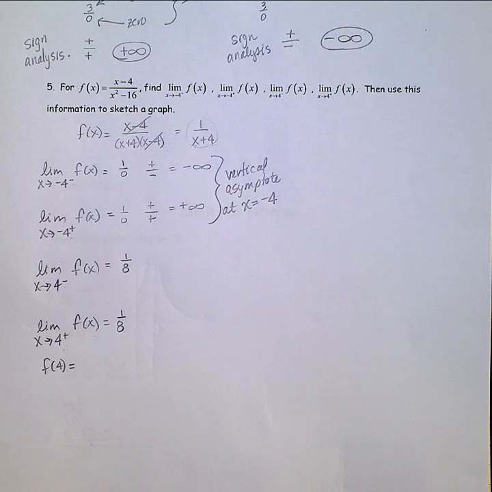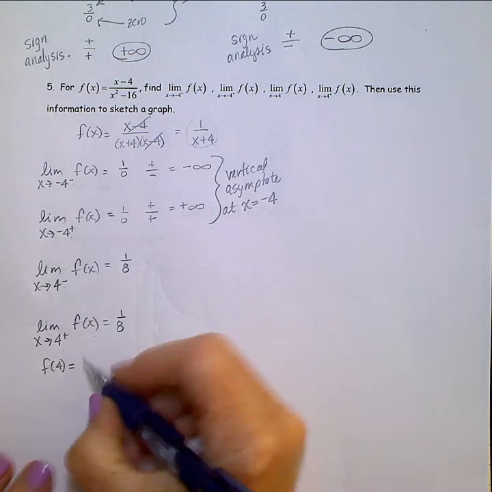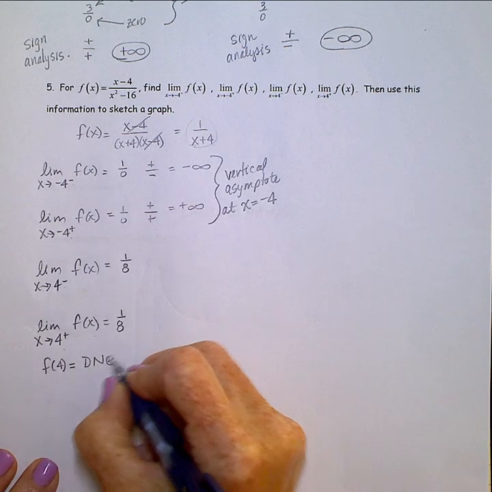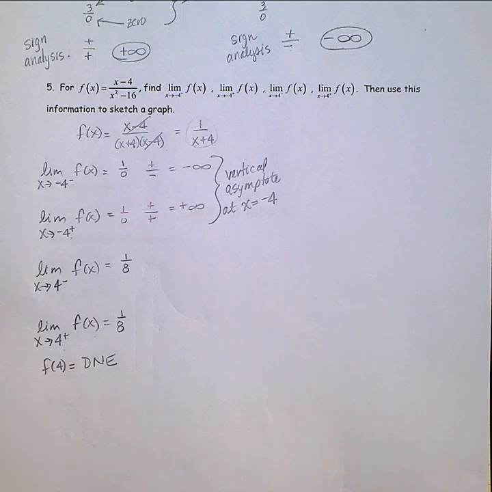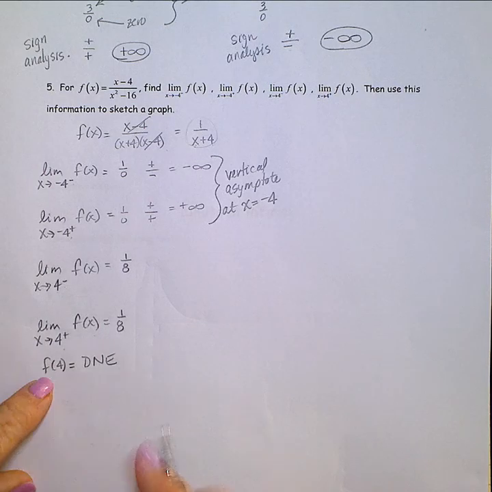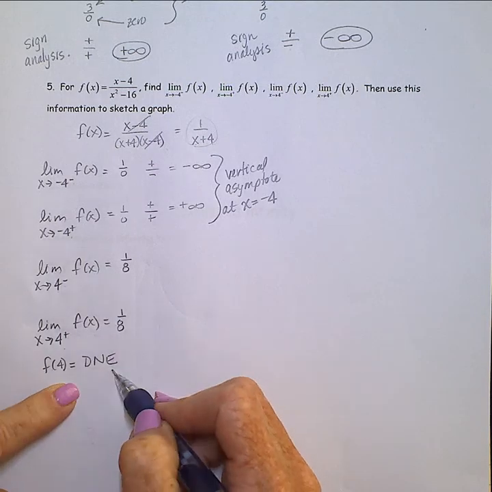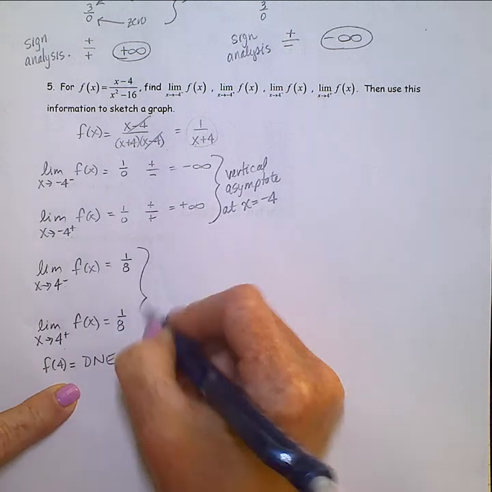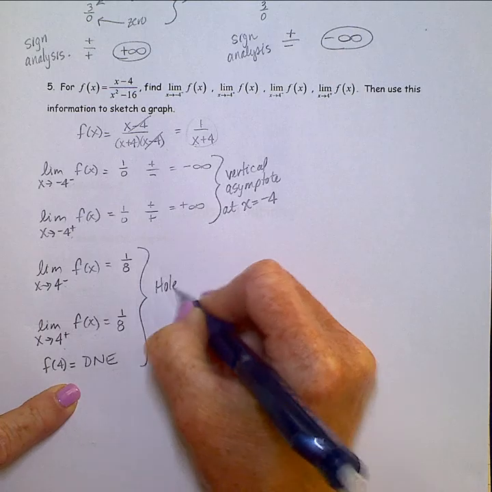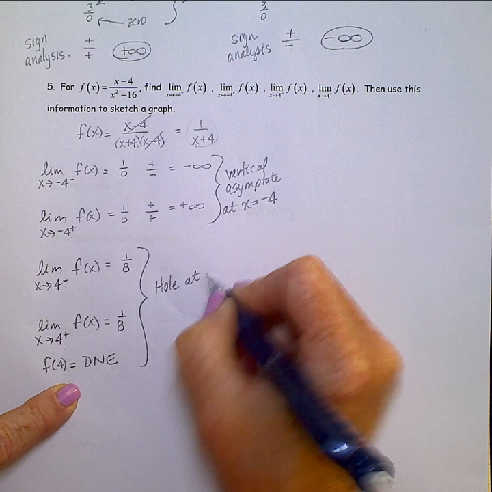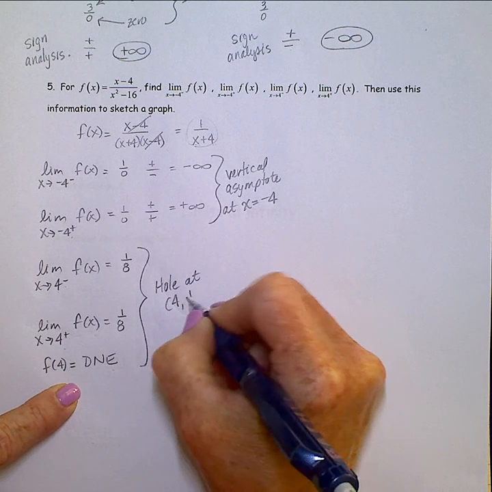Go back to the original function, plug in a 4. Well, it's 0 over 0, right? 0 over 0 doesn't exist. You're not allowed to sub in x equals 4 into that original function. So there is no point plotted there. The limit exists, but there is no point. That's telling you there's a hole at 4, 1/8.